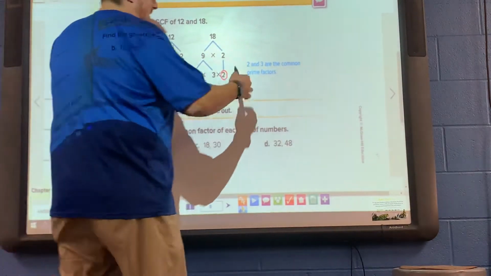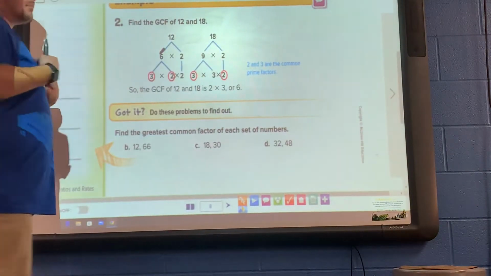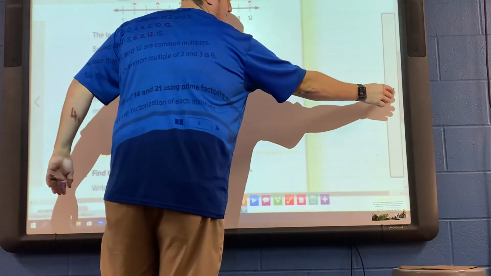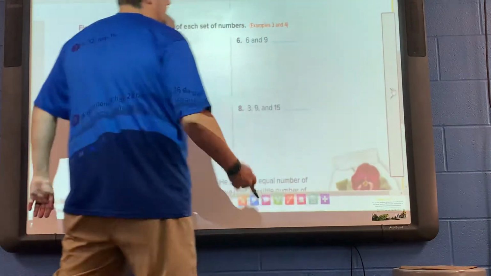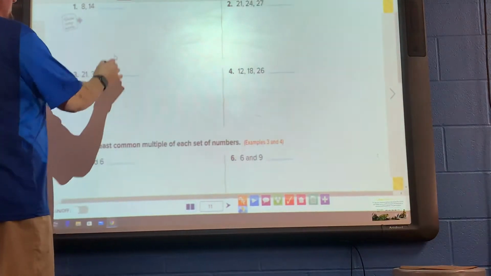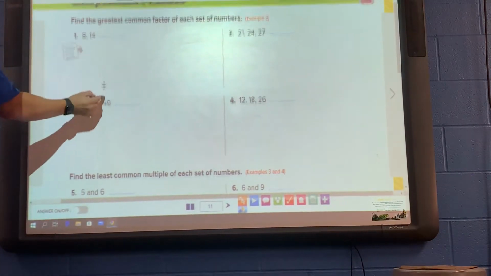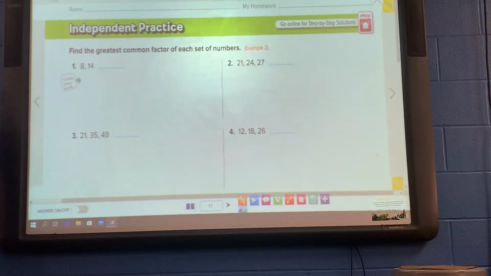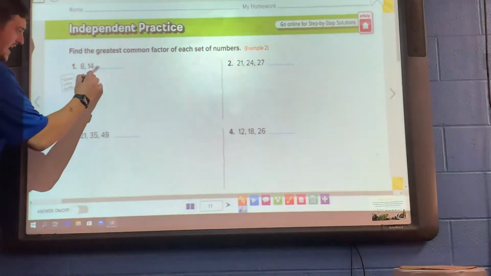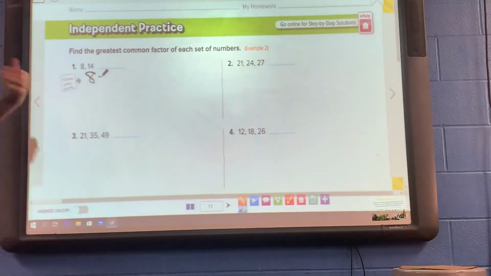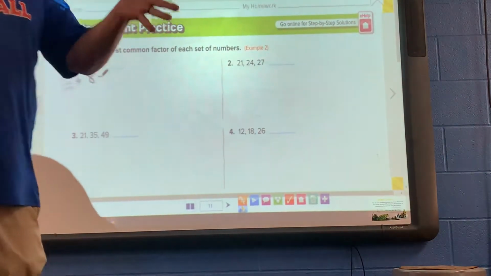Okay, so now that we've seen that, we're going to do a couple together. So we're going to jump over a couple pages, page 11. Okay, and we're going to do number 1. All right, so number 1 is 8 and 14. We're trying to find the greatest common factor of those numbers. So I always start with the first number, 8. I'm going to do it listing out all the factors.